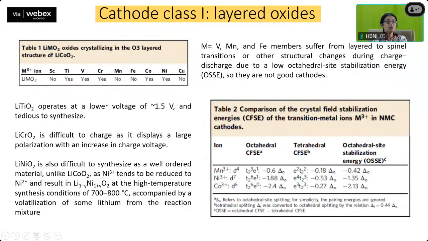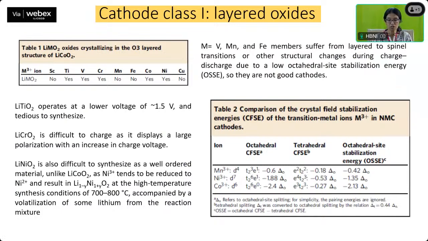Now let's look into this. LiCoO2 is nothing but a part of the LiMO2 oxides, all of which crystallize in the O3 layered structure like LiCoO2. So you can have M3+ ions. What are the different transition metal ions you can have? You can look over here. You can have scandium, titanium, vanadium, chromium, manganese, iron, cobalt, nickel, and copper. Out of these, how many crystallize in the O3 layered structure? Scandium you will not get, but titanium, vanadium, chromium, cobalt, and nickel basically crystallize in this O3 layered structure.